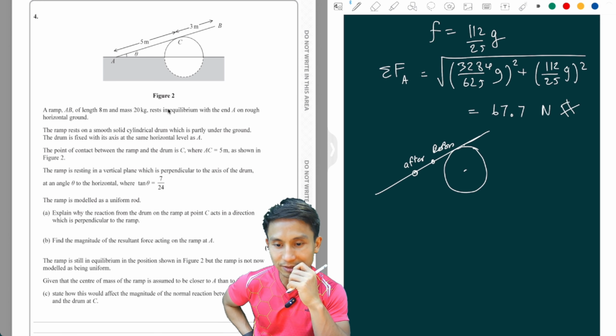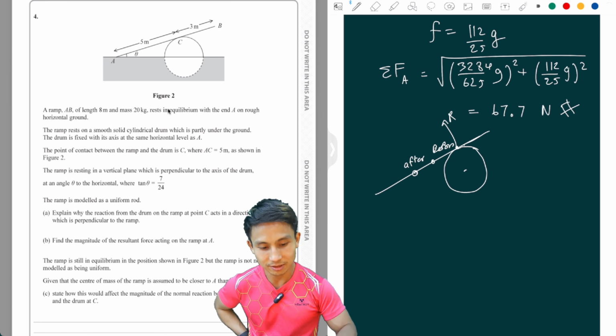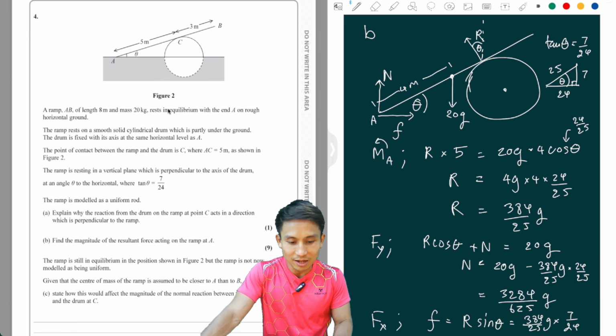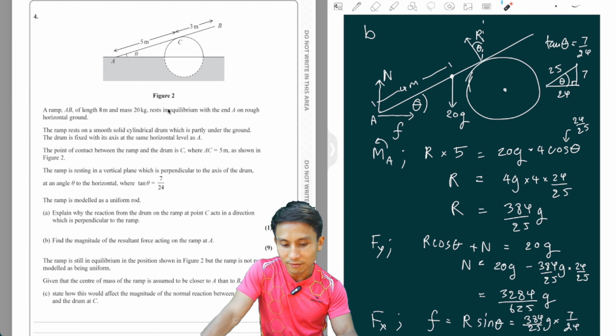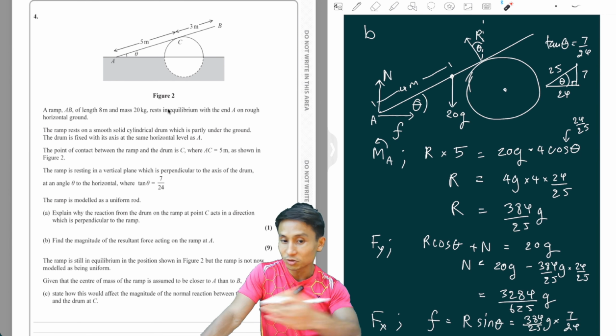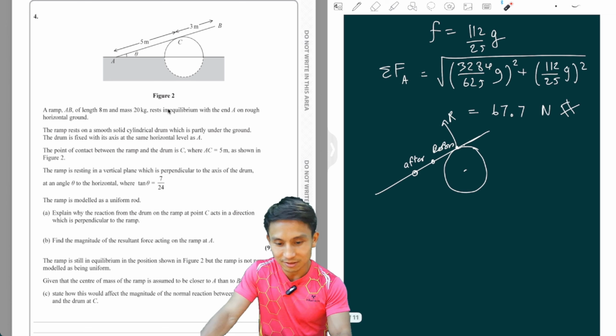State how this would affect the magnitude of the normal reaction between the ram and the drum at C. At C it was still this R. So how did we get R earlier? R was obtained by doing moments, we did R times 5. If the center of mass was closer to A than B, this distance right here is smaller. If that distance is smaller without anything else changing, then R would be smaller.